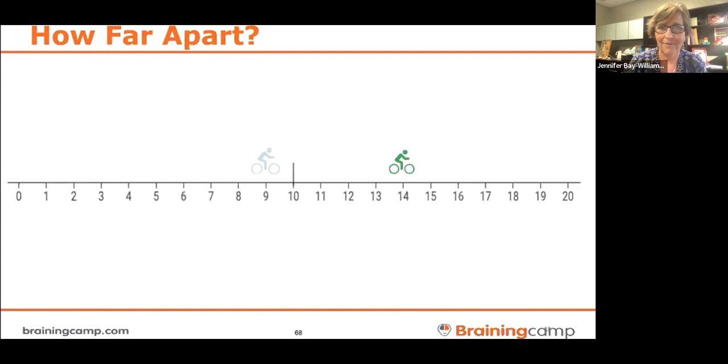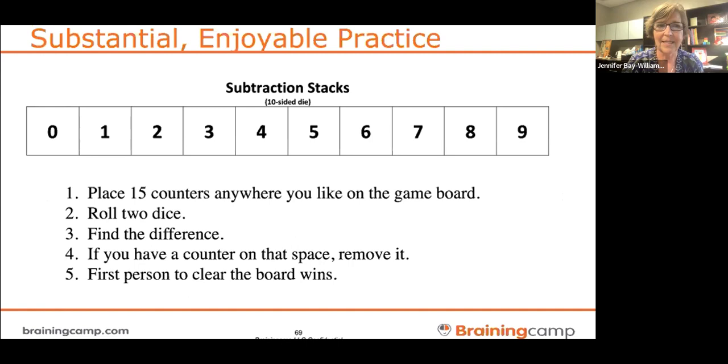How far apart? And then I, with the students, I asked them, when we were done, I gave them just two problems, 11 minus 9 and 11 minus 3. And I said, which kind of thinking would you like to use? Would you like to do takeaway or would you like to find the difference? And they talked about it with their partner and they made a decision. And then they played this game, subtraction stacks. And it's just like the make 10 game, make it take it, where you put counters on the thing and then you roll the two dice, you find the difference and you remove it.